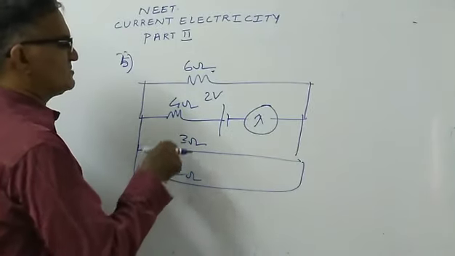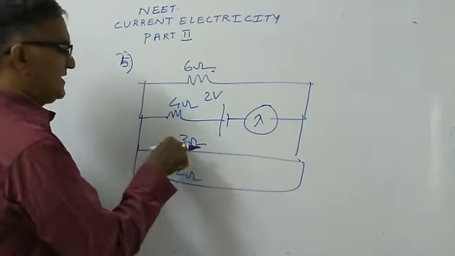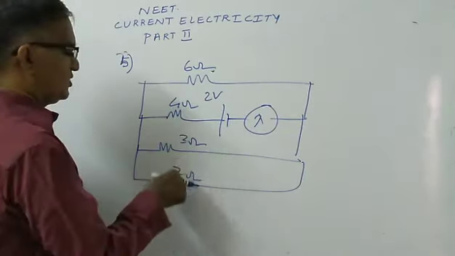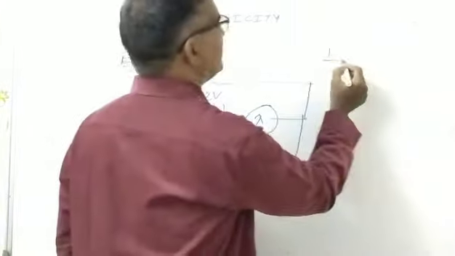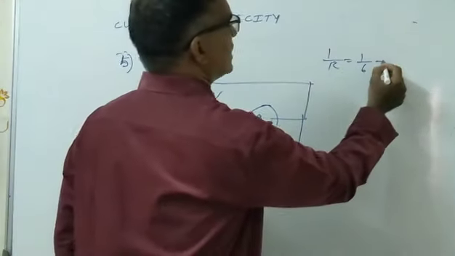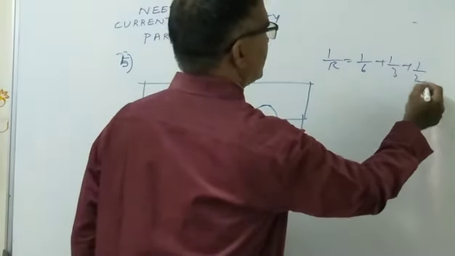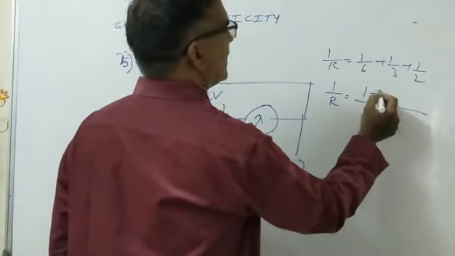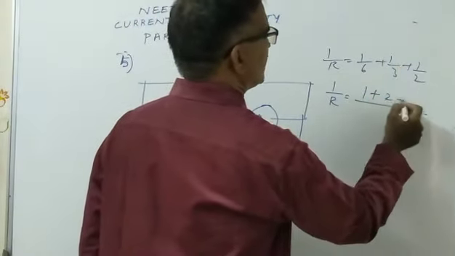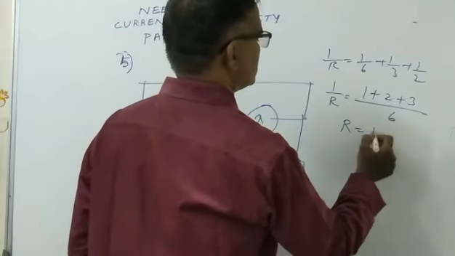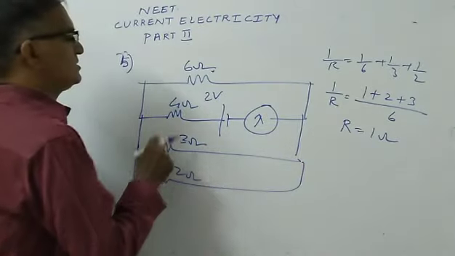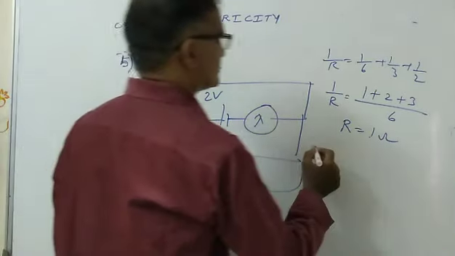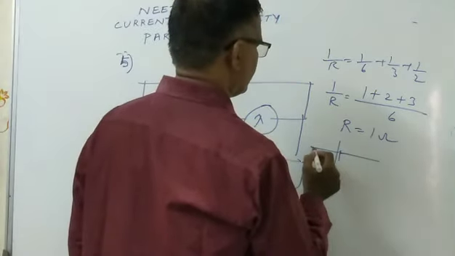In this type of circuit, you can use Kirchhoff's laws, but it takes a lengthy method. The simple method is that 6, 3 and 2 are in parallel. So 1 by R is equal to 1 by 6 plus 1 by 3 plus 1 by 2. 6 is the LCM, so 1 plus 2 plus 3. R is equal to 1 ohm. So this will be in series with 4 ohms.